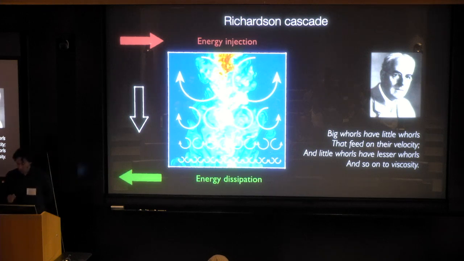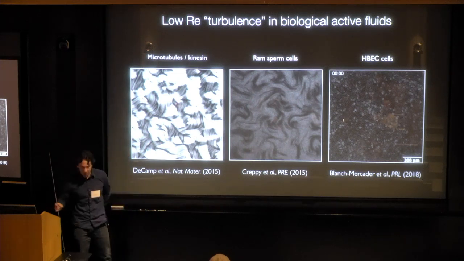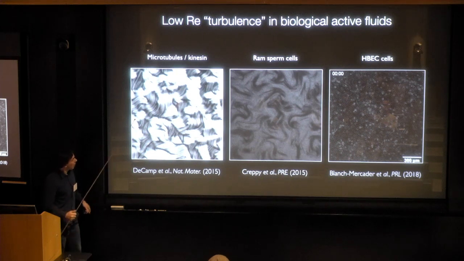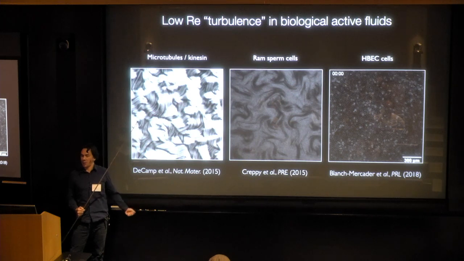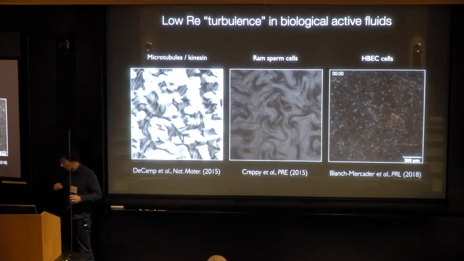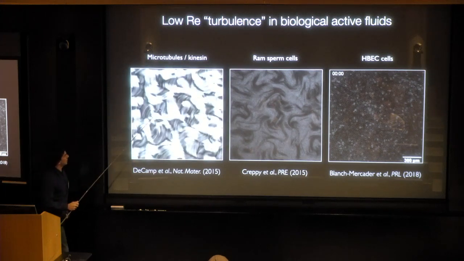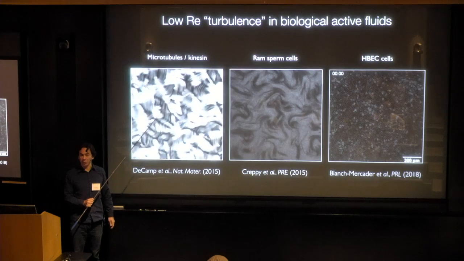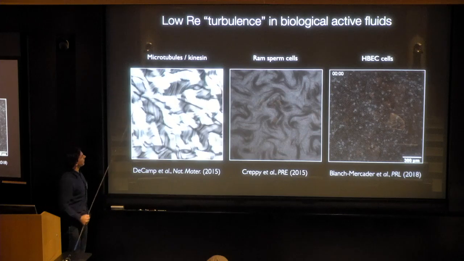So for this reason, it should be rather surprising that turbulence somehow can be observed also in biological active fluids. These are fluids made of biological constituents in which the velocity is of the order of 1 micron per second. Almost everything in biology goes at the speed of 1 micron per second. So in this regime, dissipation dominates over inertia. Nevertheless, if you look at these videos, this, for instance, is an example of an active nematic fluid made of microtubules and kinesin. It was pioneered by my good friend Zvonimir Dogic in 2 dimensions.